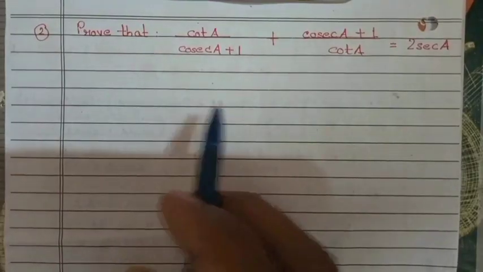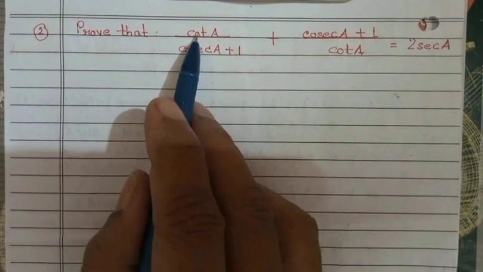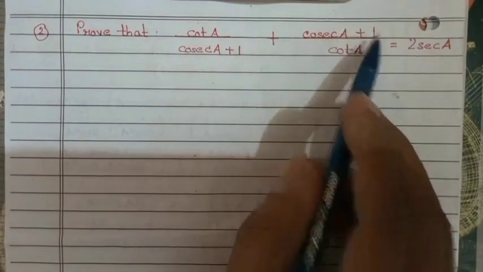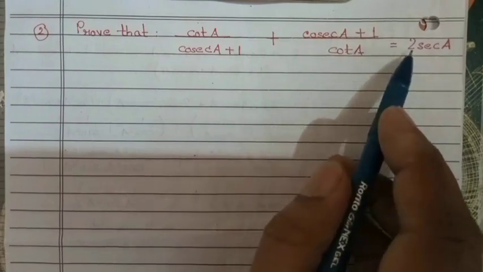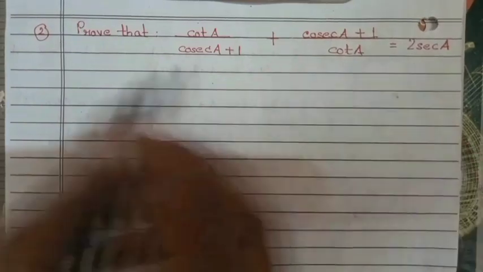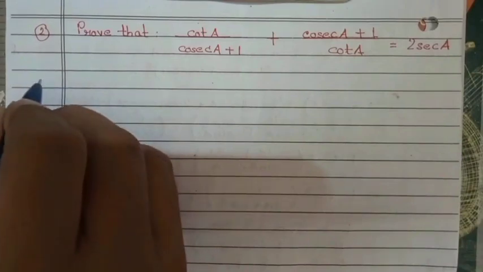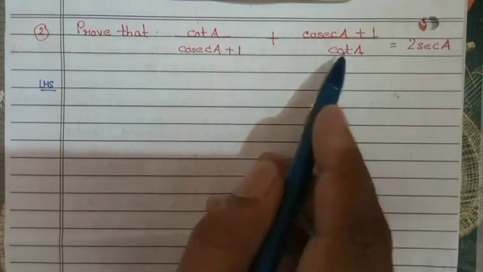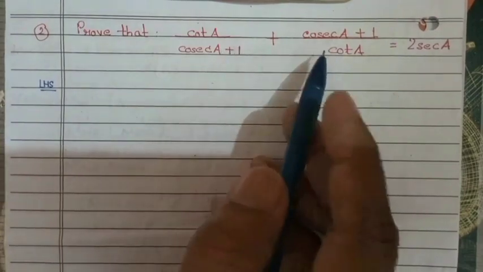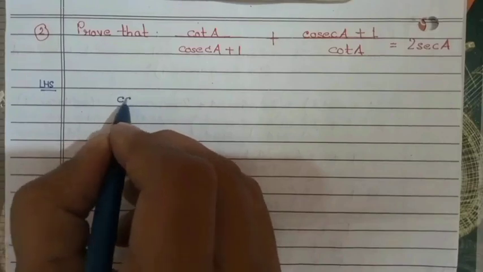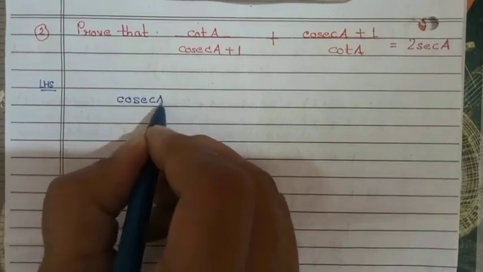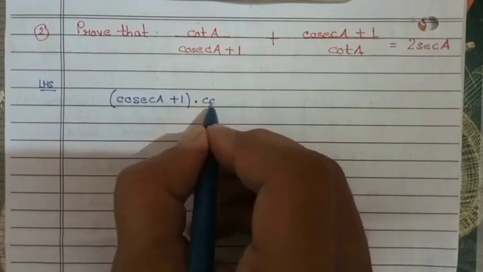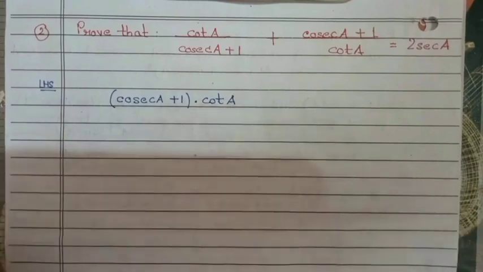Okay, now in this question on the left side we have cot upon cosec plus 1 plus cosec plus 1 upon cot, and we have to prove this result is equal to 2 sec A. Okay, so let's start with the left hand side. On the left hand side what we can do, we can take LCM here. So the LCM will be cosec A plus 1 into cot A.